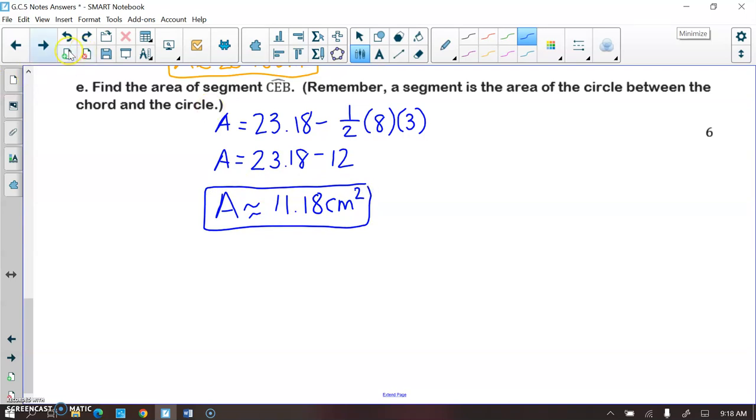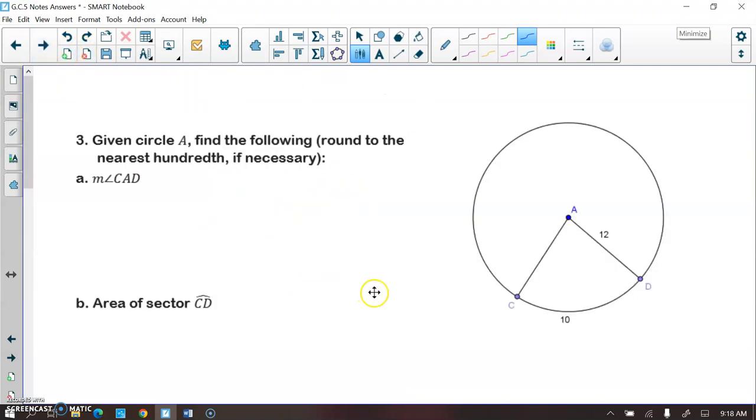All right, moving on to the next problem. I want to find the measure of angle CAD. I'm going to label that as X. I have the arc length and I have the radius. Let's do it in degrees.